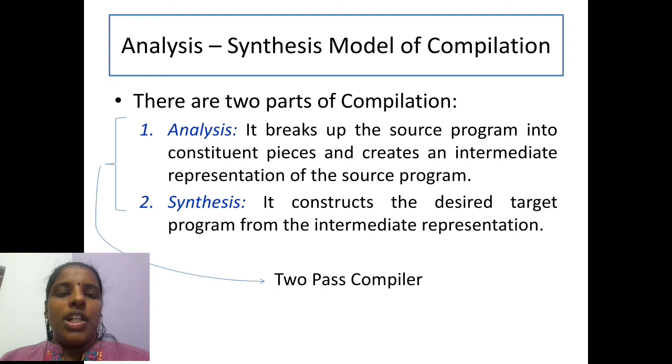To know about the general functioning of a compiler, we'll see two parts in the compilation. The two parts are the analysis part and the synthesis part. In the analysis part, the source program is broken down into pieces to produce the intermediate code. In the synthesis part, these intermediate codes are together used to construct the desired target code. Hence, this is called a two-pass compiler.